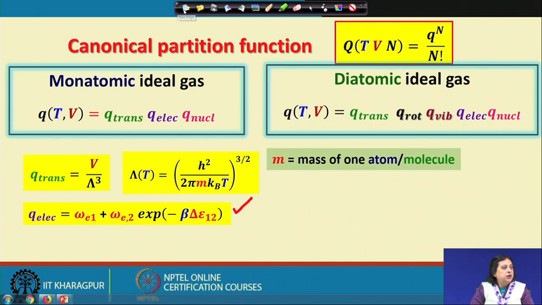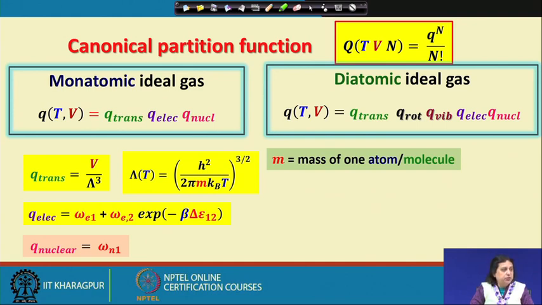Now, the next thing that is common in both the diatomic as well as the monatomic case is the Q nuclear, and we have seen in our earlier lecture that Q nuclear is essentially approximated in terms of the degeneracy of the ground nuclear energy level. Okay, so once we know this, the task of finding the small q, that is the single particle partition function for the atoms constituting the monatomic ideal gas, is complete.